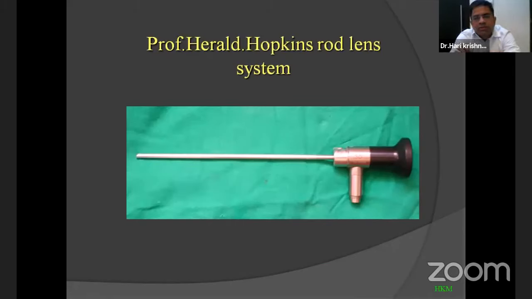Professor Harold Hopkins, who used a rigid lens system for the joints. Especially if you want to operate in the joints, we need a rigid lens system and a rigid arthroscope. He has the main credit of inventing the rod lens system, which is used in the normal arthroscopes, and he has many inventions to his name.